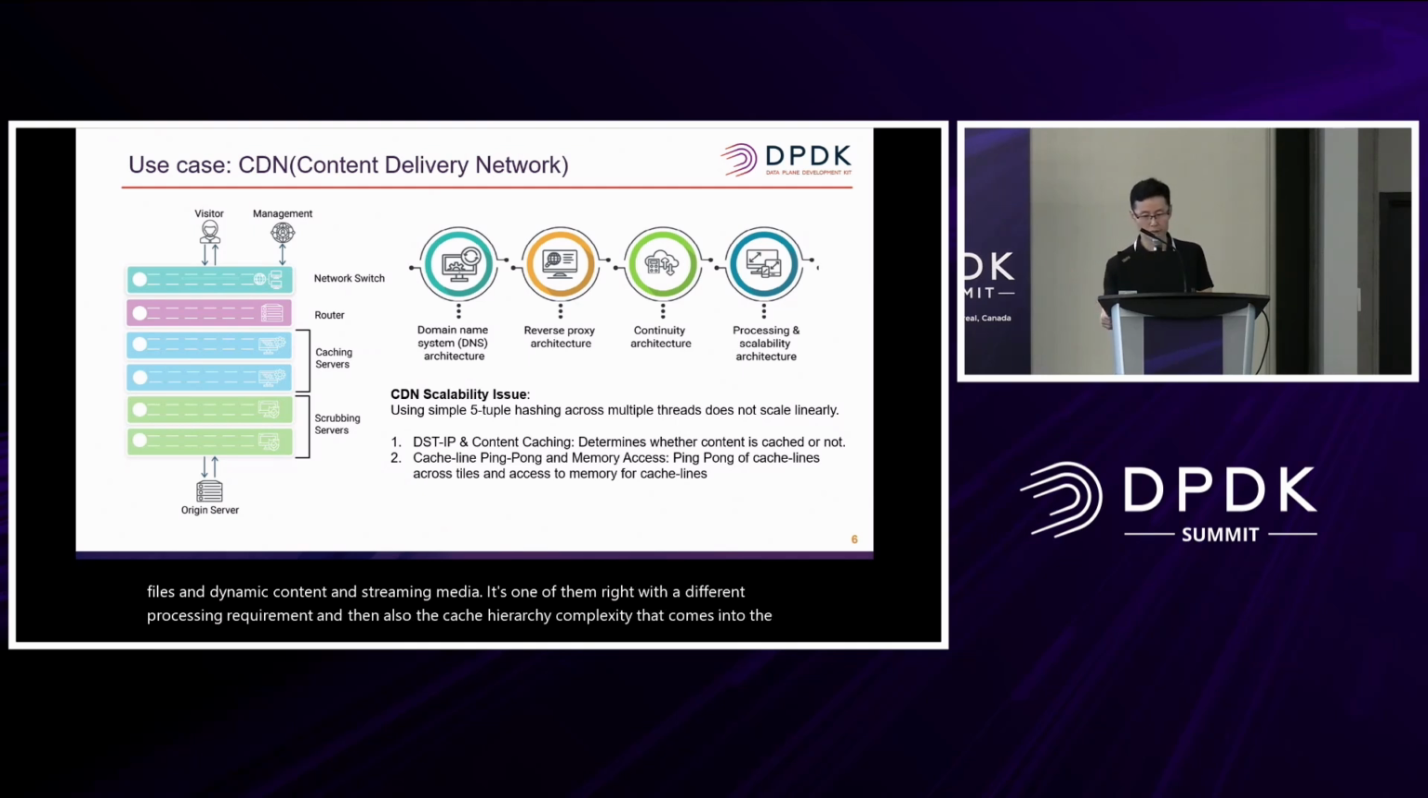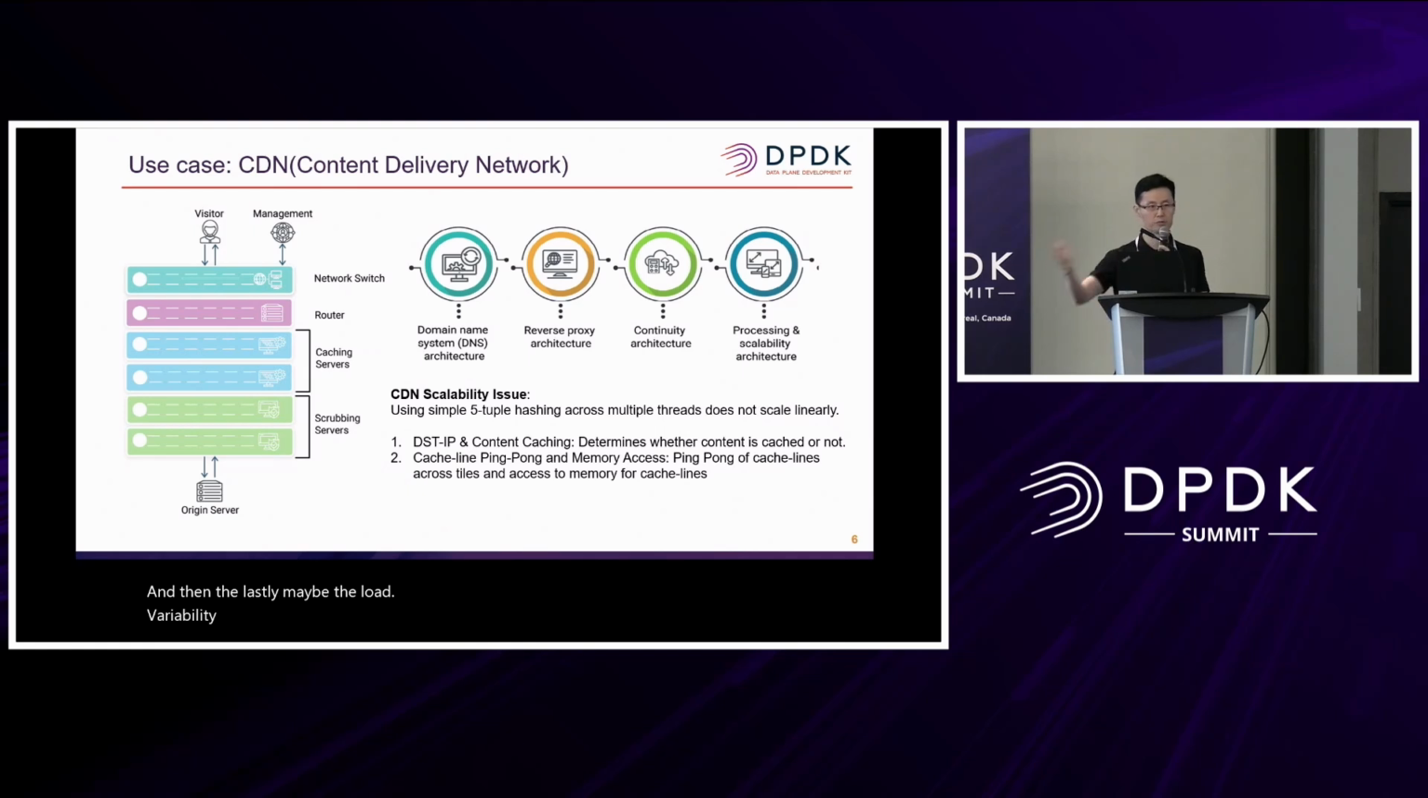Each one of them has different processing requirements. A CDN employs multi-level caching, like memory, and you can imagine the different RAID, like hard disks in the storage networks, which adds more complexity to the data access patterns. And then lastly, load variability and geographical distribution, as you can imagine. All those CDN nodes are distributed globally, right?